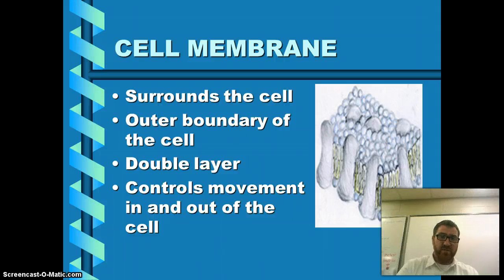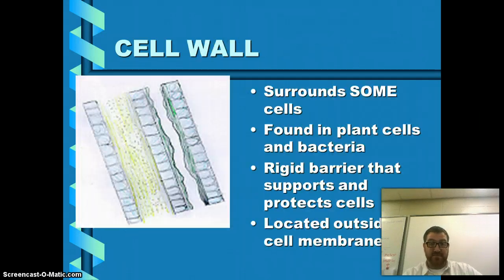First organelle I want to talk to you about is the cell membrane. It's the outer part of the cell. It surrounds your cell. It's the outer boundary. It is made of a double layer of lipids, which we'll be talking about a little bit later on. A very important job or function for the cell membrane is that it controls the movement of substances in and out of the cell. So it kind of acts like a bouncer in some respects. It's going to let certain things in, let certain things out, depending on what the cell needs.